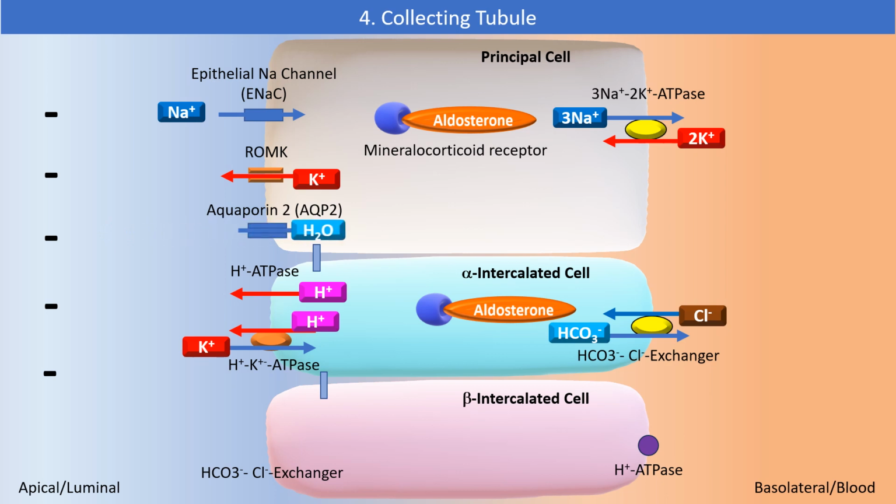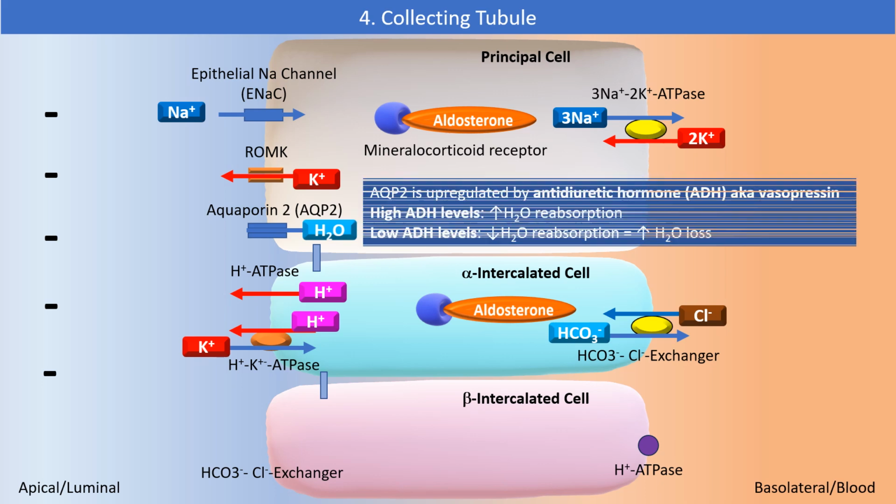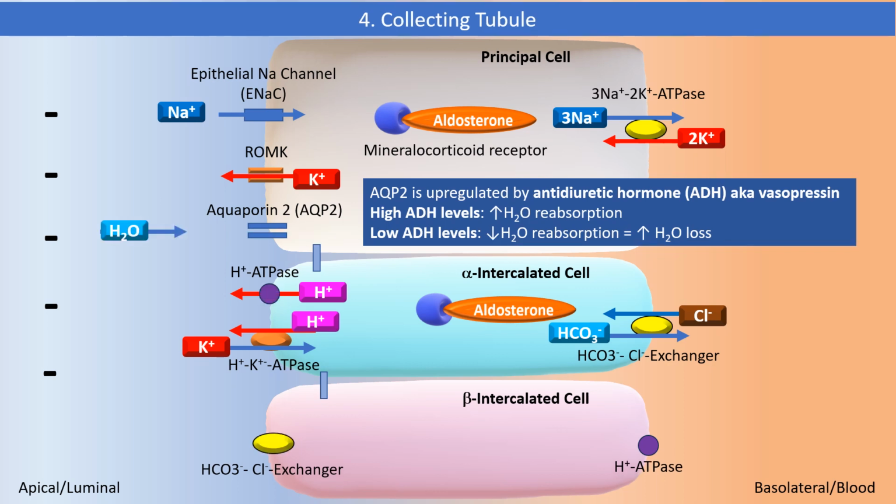Finally, water reabsorption also occurs at the collecting tubule via a water channel called aquaporin 2. Water reabsorption here is regulated by a hormone called antidiuretic hormone, commonly referred to as ADH. This hormone is also called vasopressin. What this means is high ADH levels promote avid water reabsorption back into circulation, while low levels of ADH or absence of ADH reduces water reabsorption, thus increased water excretion into the urine.